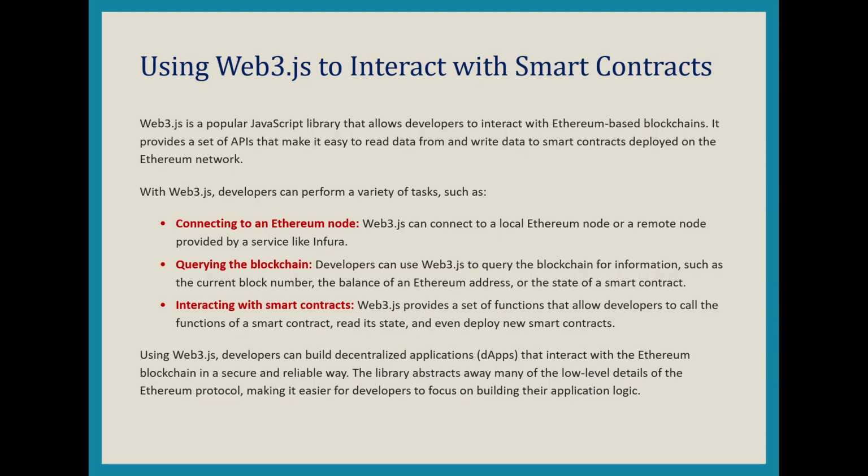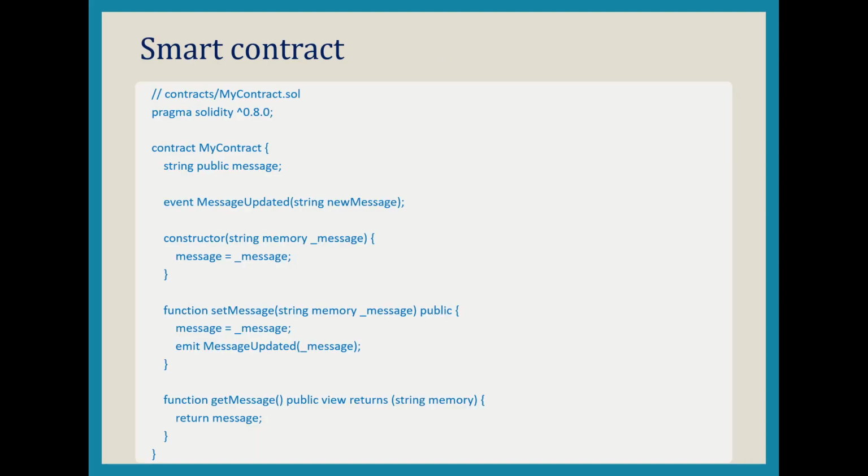Using Web3.js, developers can build decentralized applications, dApps, that interact with the Ethereum blockchain in a secure and reliable manner. This library abstracts away many of the low-level details of the Ethereum protocol, which makes it much easier for developers to focus on building their application logic. Right? You don't have to worry about the small, low-level details. You can just focus on building your application logic.